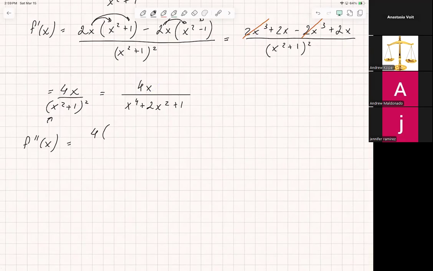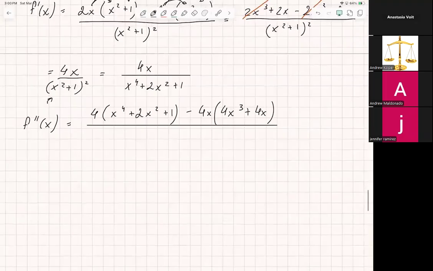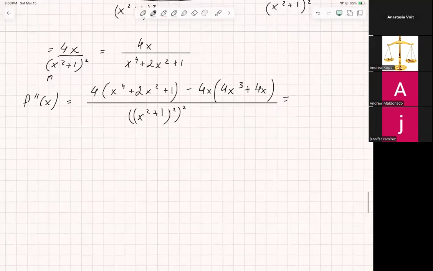Okay, so we have 4 times x to the fourth plus 2x squared plus 1 minus 4x. Now the derivative of the denominator is 4x to the third plus 4x, and 1 is gone. We divide that by the compressed version of the denominator, because there is no need to keep it expanded. We're not going to do anything with that. So we have x squared plus 1 squared. It was squared first, now we square it again, right? By the formula. Now let's simplify that.